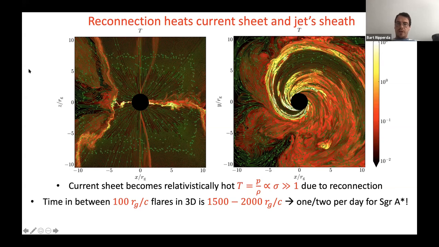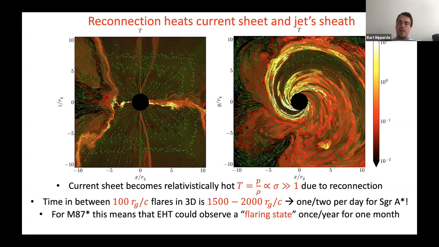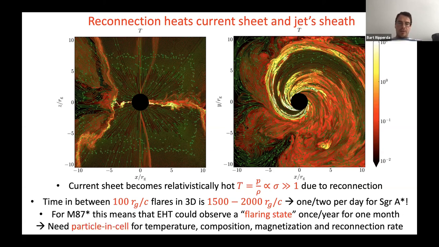As I said before, the time of such a, as I call it, flaring state is about 100 RG over C, and it happens every 1500 to 2000 RG over C. So that's a few per day for Sagittarius, and it means one flare per 2 years for M87.